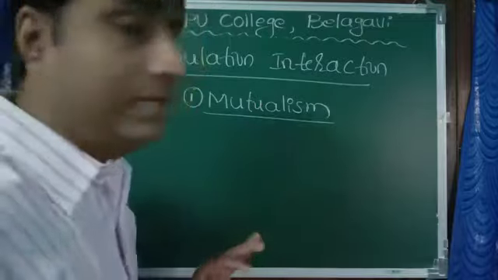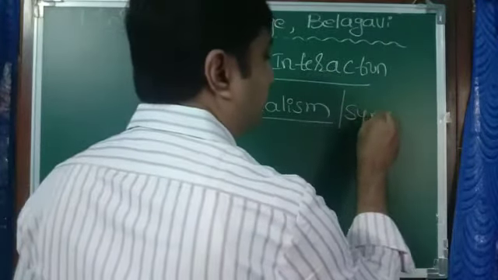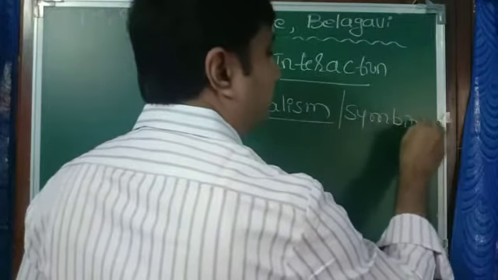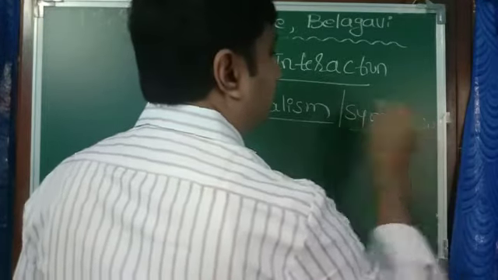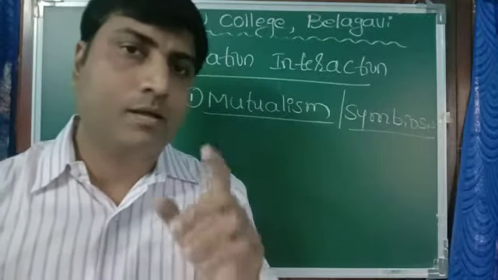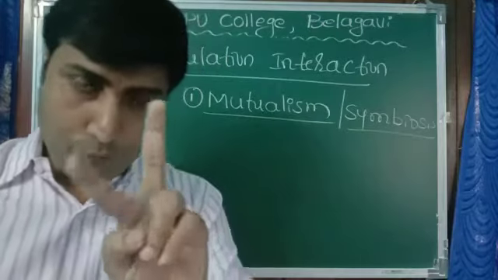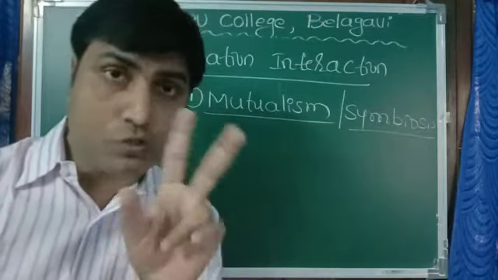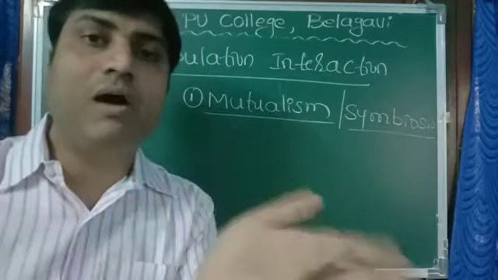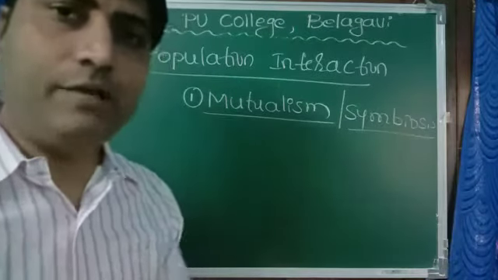What is mutualism? There is another name for mutualism, symbiosis. Two organisms live together such that they mutually benefit each other, they mutually help each other without harming each other. That is called mutualism. Let us study one or two examples.